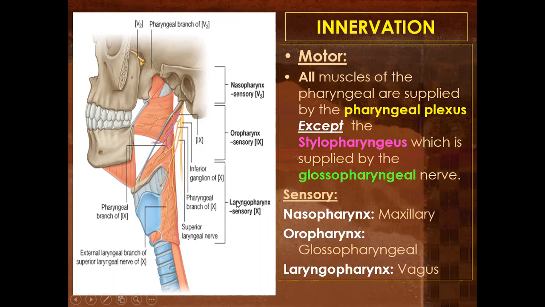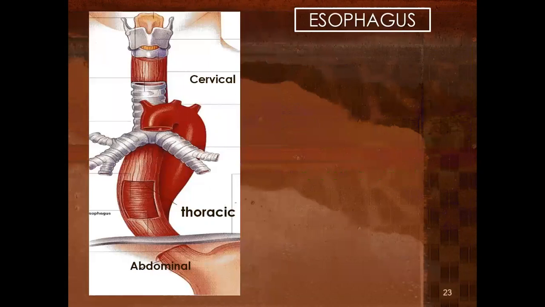So this is the sensory innervation, and for the motor innervation, all the muscles are supplied by the pharyngeal plexus except the stylopharyngeus, which is supplied by the glossopharyngeal nerve.